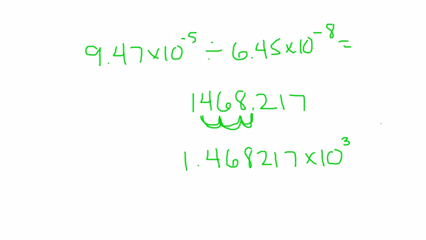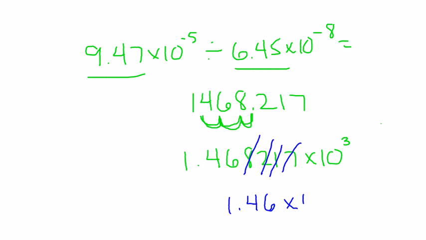For sig figs, this number has 3 significant figures, this number has 3 significant figures, so we're going to chop off the remaining digits. So our final answer is going to be 1.47, that's 3 significant figures, times 10 to the third.